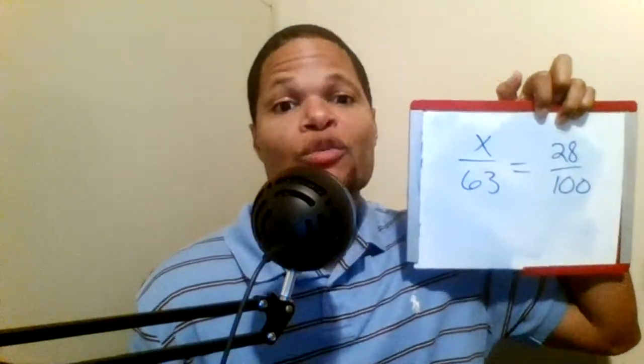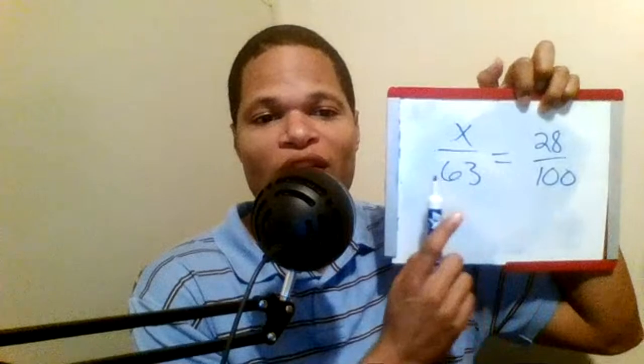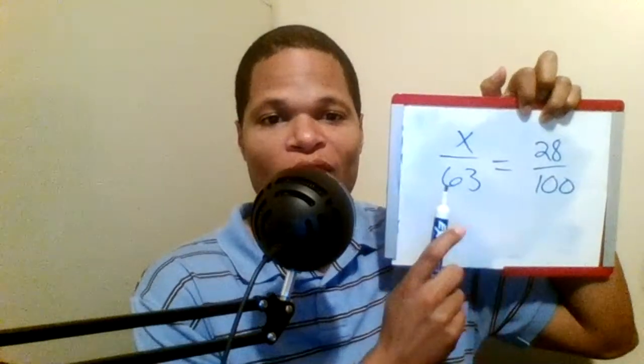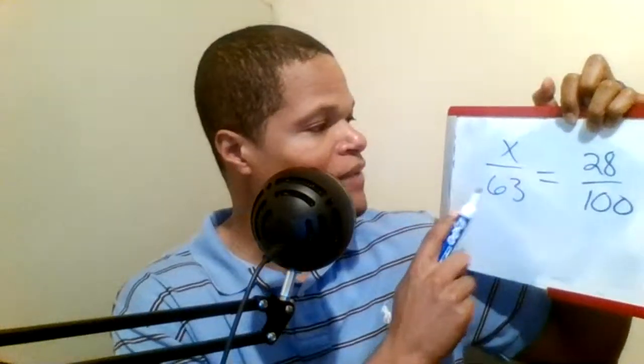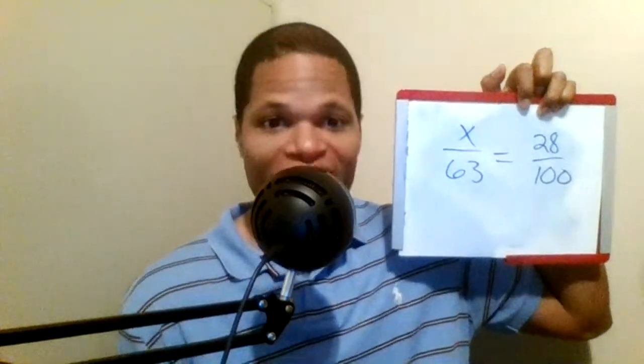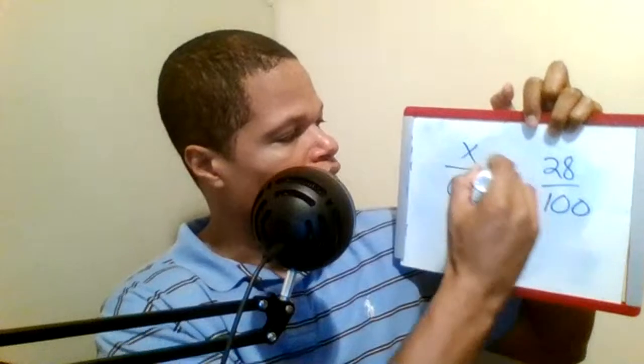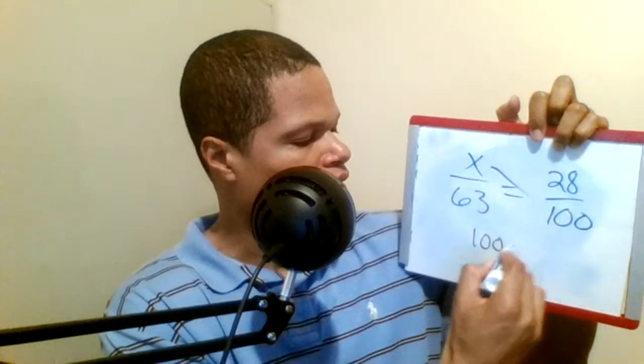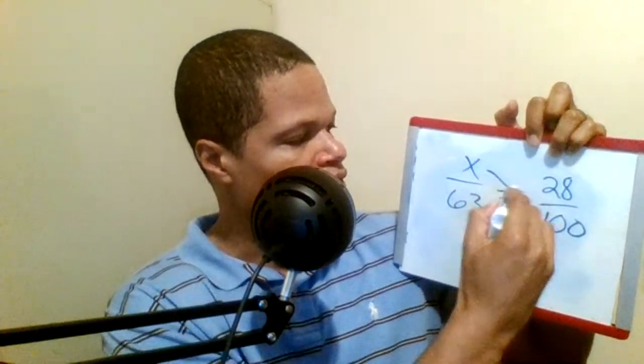Okay. Pay attention to the words of and is. Of is almost always a whole, a total amount, something like that. And then is your part. Well, they didn't tell us what it is. We got to find that out. And what are we going to do? Same thing. Cross multiply: 100 times x, or x times 100. That's 100x. 63 times 28.